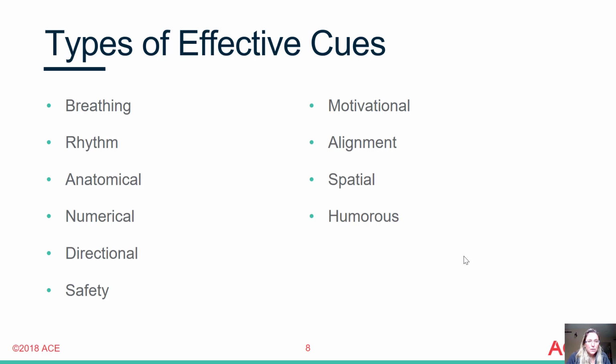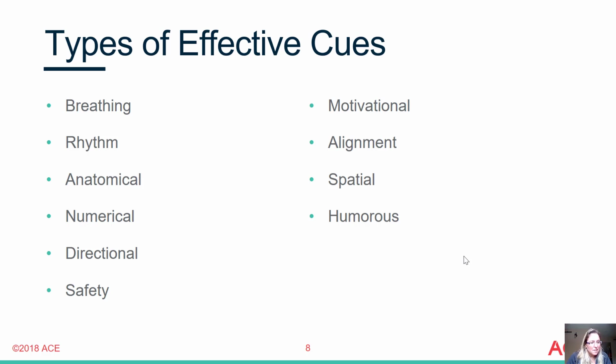Anatomical cues, make reference to the part of your body, right? You should feel this on the back of your lower leg, or you should feel this on the back of your upper thigh, right? Anatomical cues. Numerical cues, how many reps should they be doing? Numerical, right? Count them down, 8, 7, 6, and so on. Directional cues, right? Are they going forward, backward, right, left?